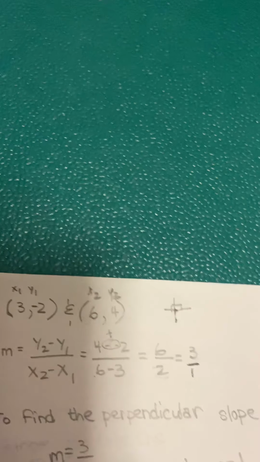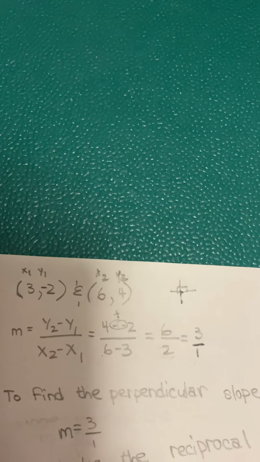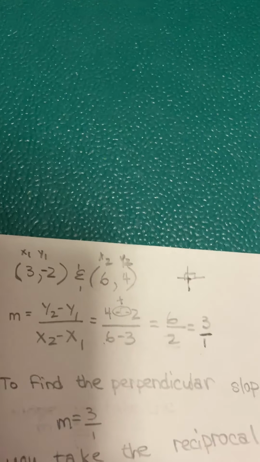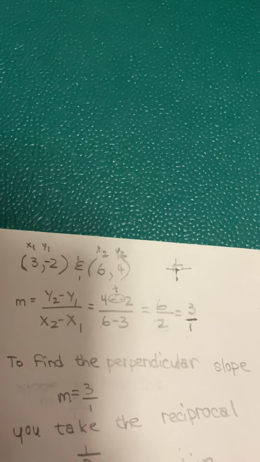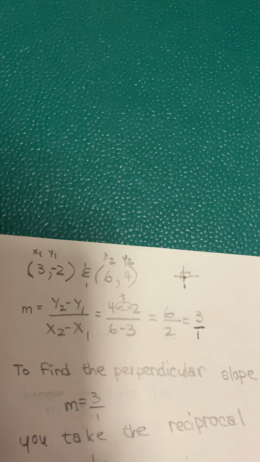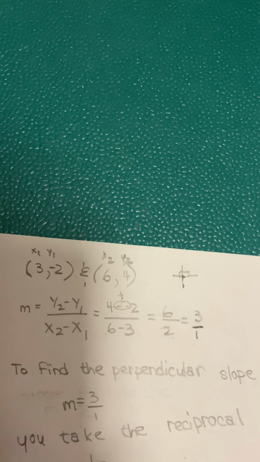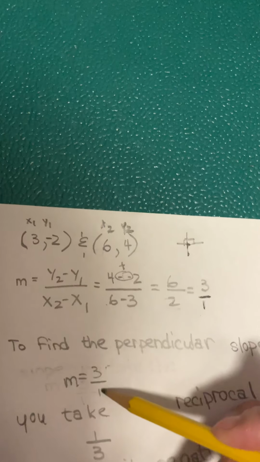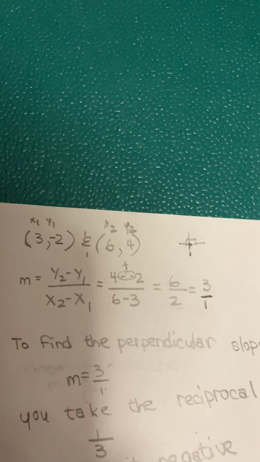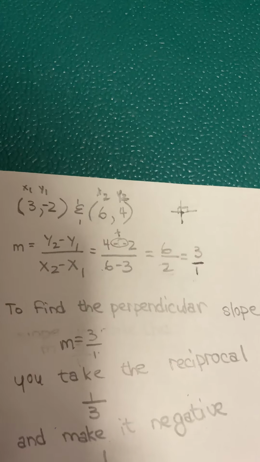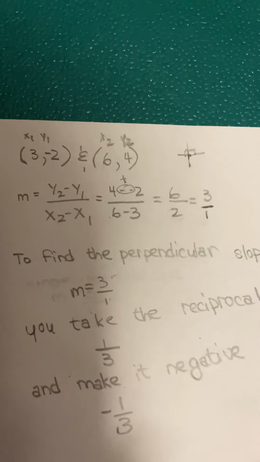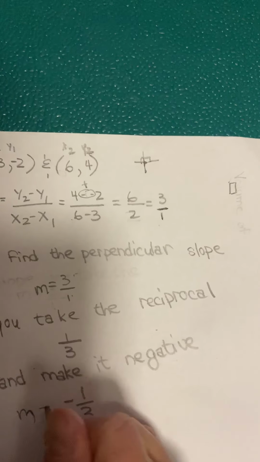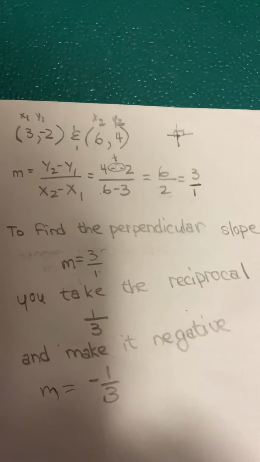It says to find the perpendicular slope now, we look at the slope, m is equal to 3, right? 3 over 1. First thing we do is we take the reciprocal. So if you forgot what it means, the reciprocal is when we switch the numerator, which is the top number, and the denominator, which is the bottom number. So we get 1/3, and then we make it negative. So the slope that is perpendicular to 3 is negative 1/3. That's all you have to do.